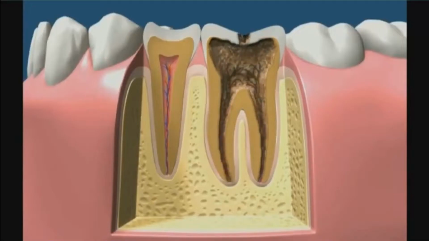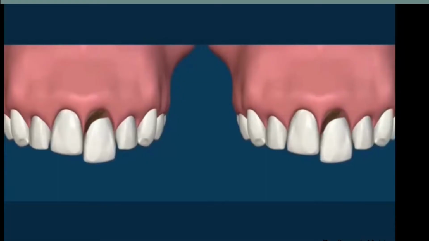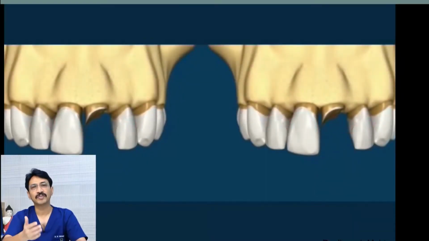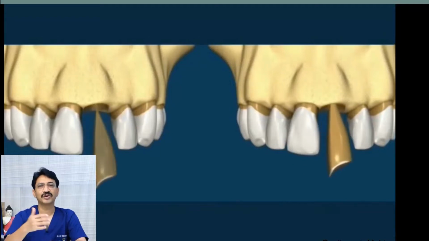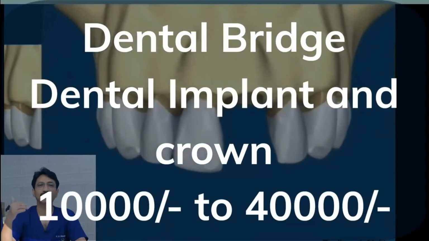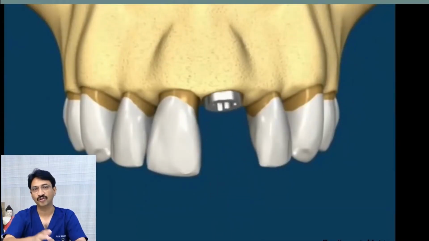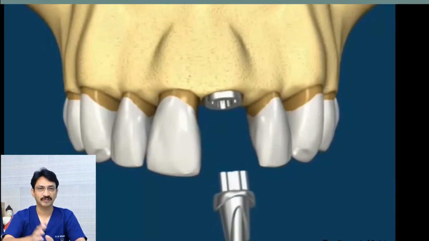Then in the third stage, once the tooth is badly gone, the cavity has eaten away almost all the tooth. At this stage, you will have to extract the tooth and go in for an implant or a bridge. A bridge or an implant usually costs somewhere between 9 to 10,000 and may extend up to 40, 50,000 based on the implant you go for and the crown you go for on that, which I will explain in detail later. These are the treatment costs for dental cavity.